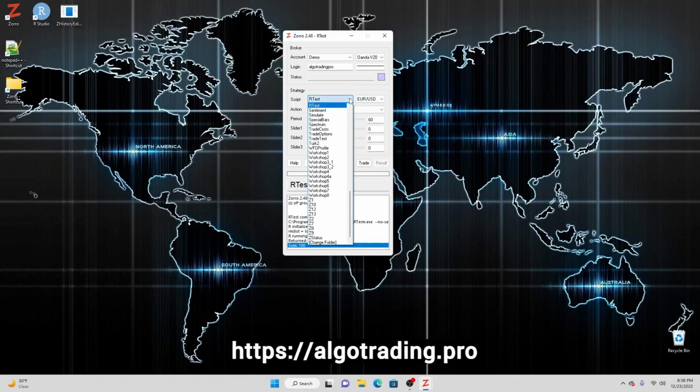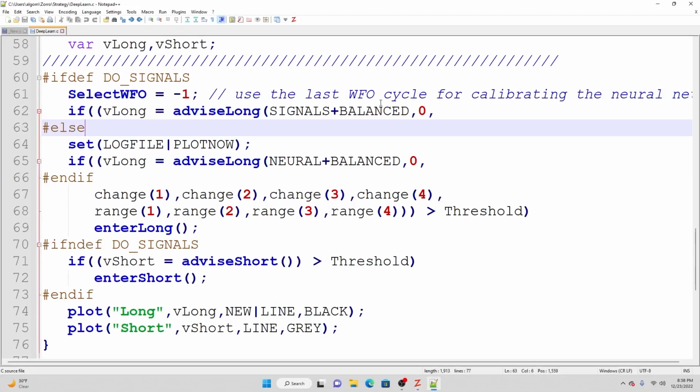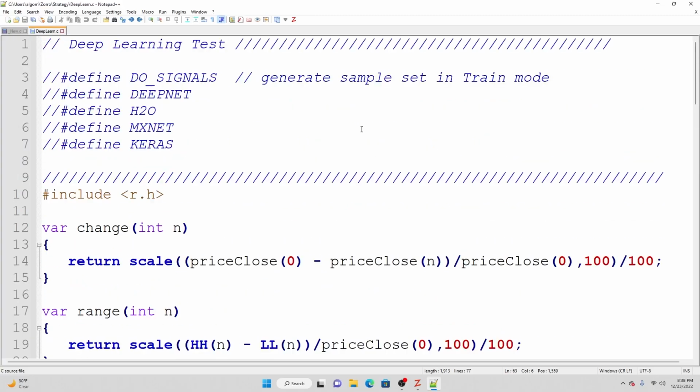All right, so now we are going to open the DeepLearn script, DeepNet. Let's take a look at the script. Hit edit and you are going to see the script itself. This was written by the creators of Zorro, I think. It comes with Zorro. So here you have, this is C, right?